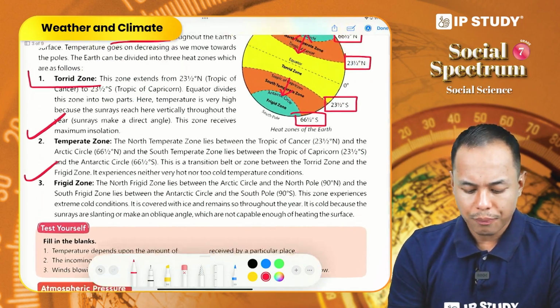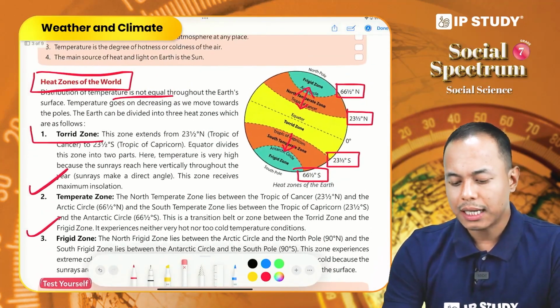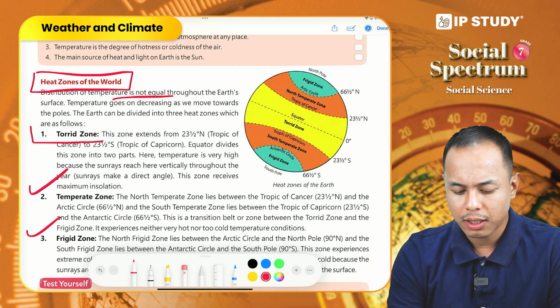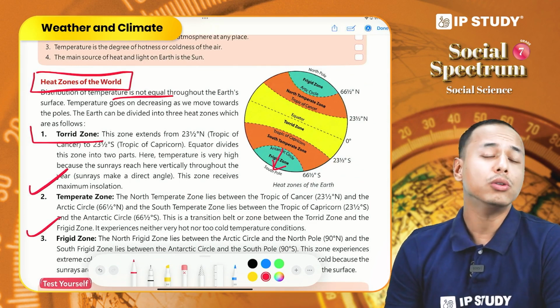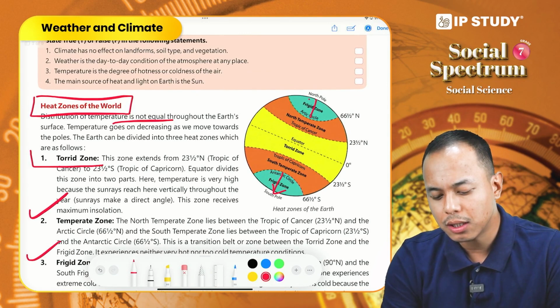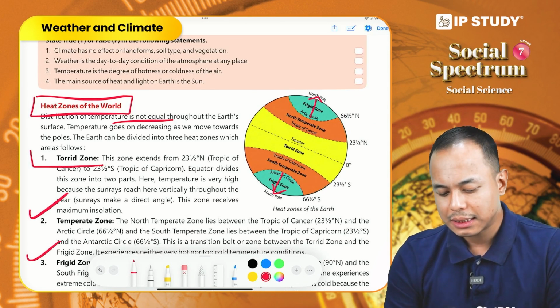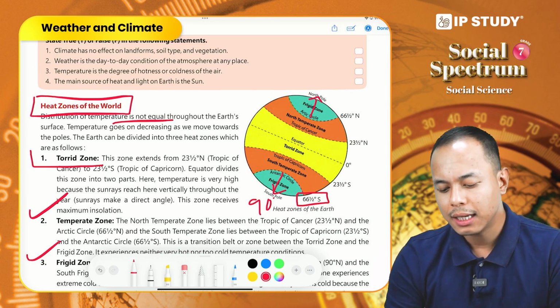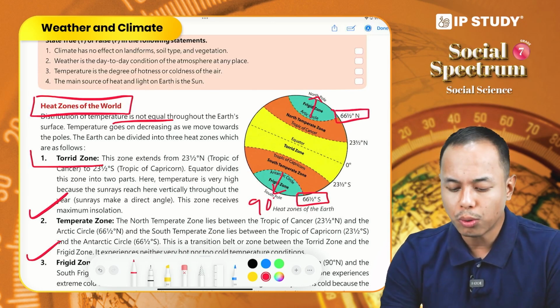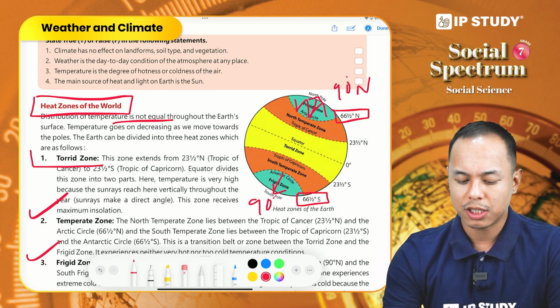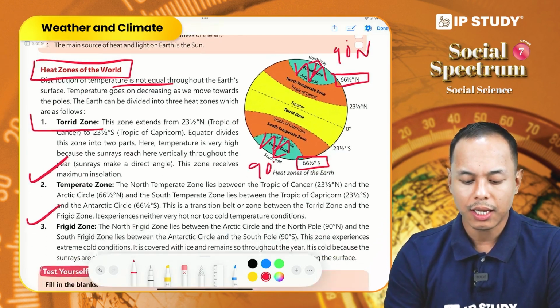Okay, so the frigid zone. In the southern hemisphere, it lies between the Antarctic Circle and the South Pole, and in the northern hemisphere from the Arctic Circle to the North Pole, or 66.5 degrees south to 90 degrees south and 66.5 degrees north to 90 degrees north. So this is the frigid zone, this portion, as we can see here in the diagram.